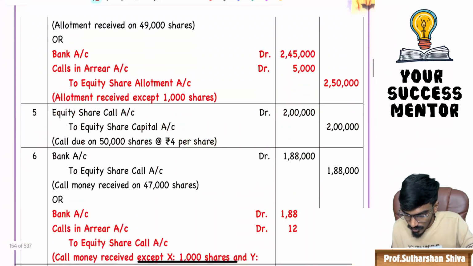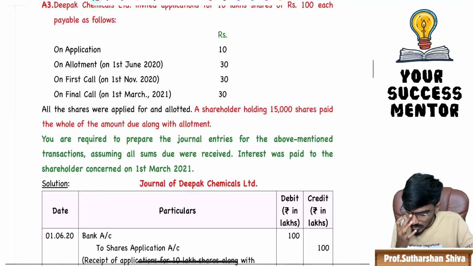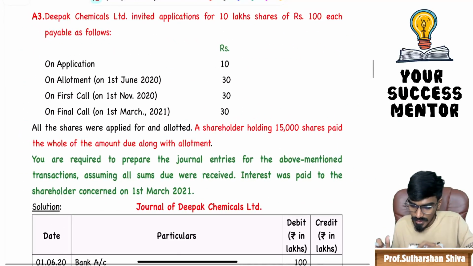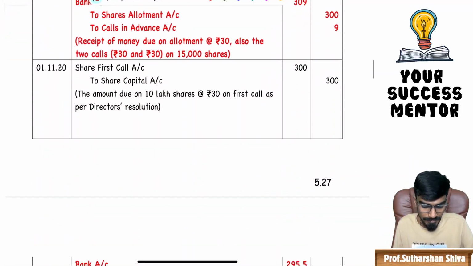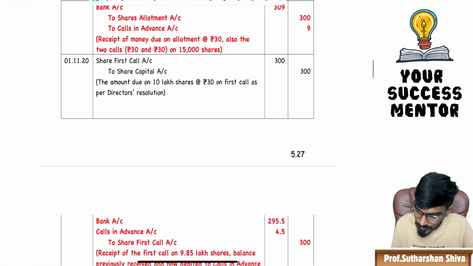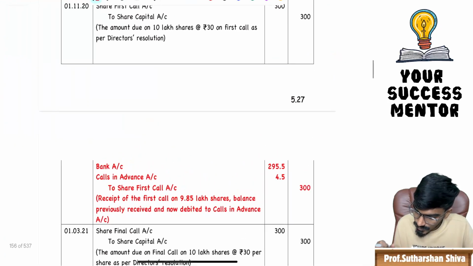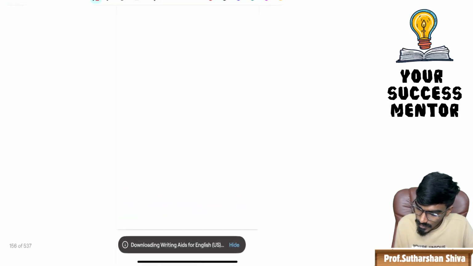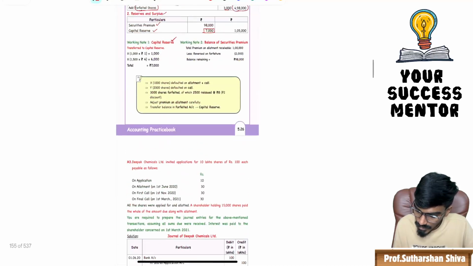Yes, sir. Now come to A3, sir. Why has A3 been given like this, sir? Listen. Wait, I'll just, wait. What happened?